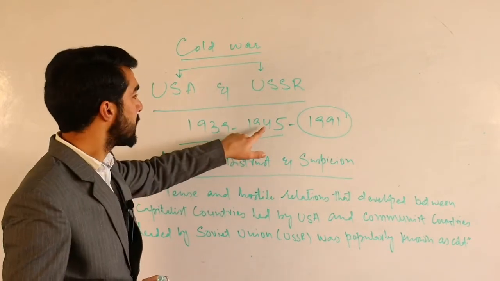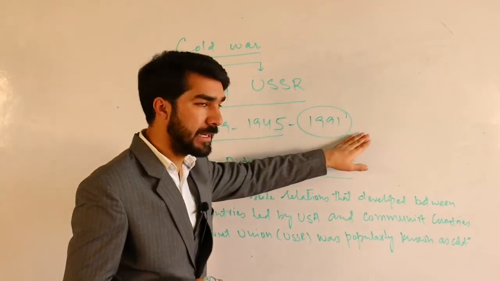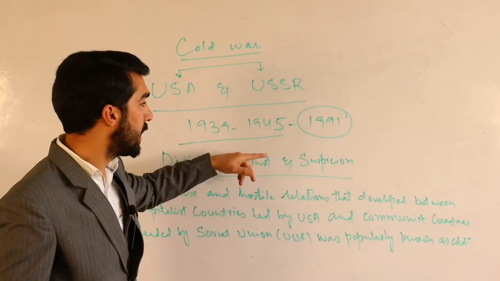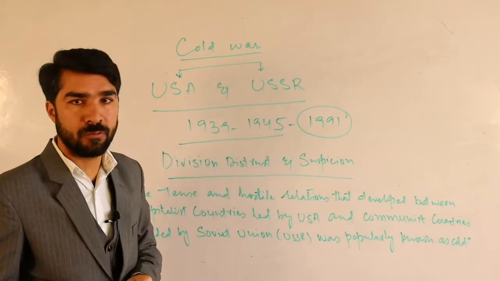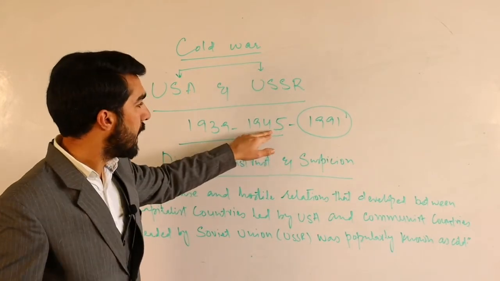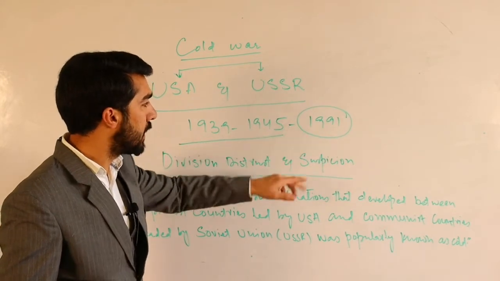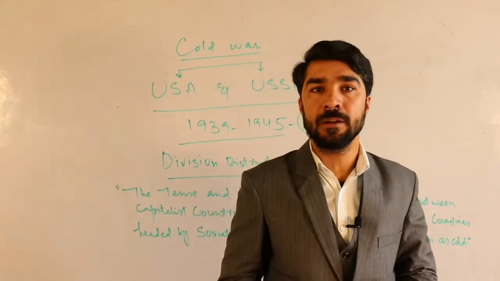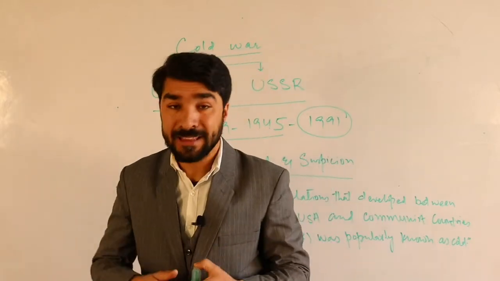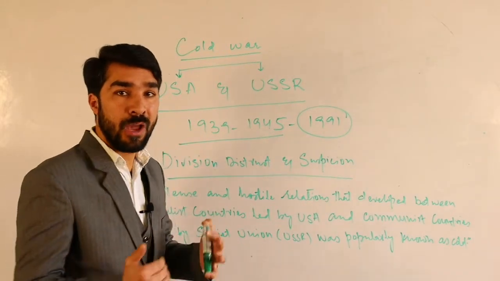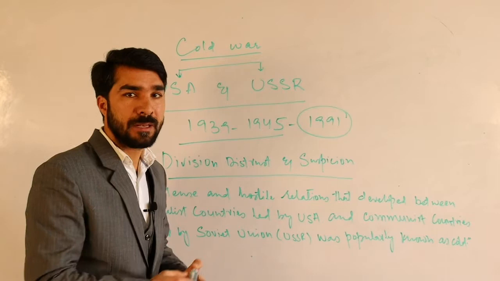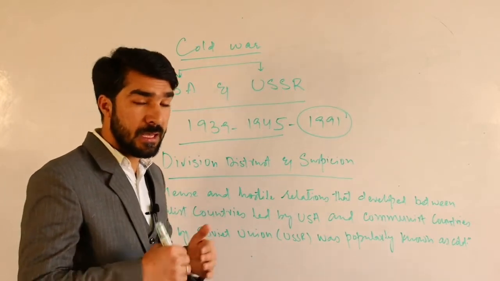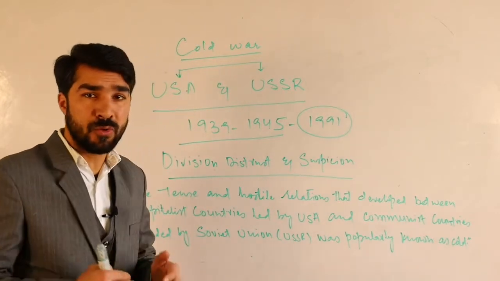I said starting from 1945 to 1991, because Cold War came into being soon after the end of the Second World War, that is 1945, and it ended in 1991 with the disintegration of the Soviet Union, with the disintegration of the second superpower of the world, and then started a new era. We are not going to talk about that. So let me tell you the other things about Cold War.